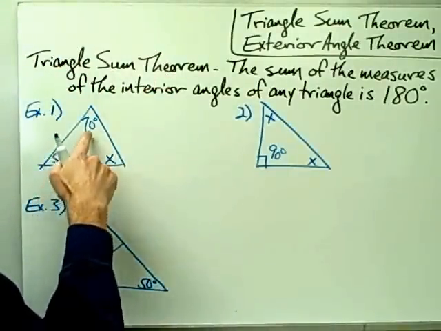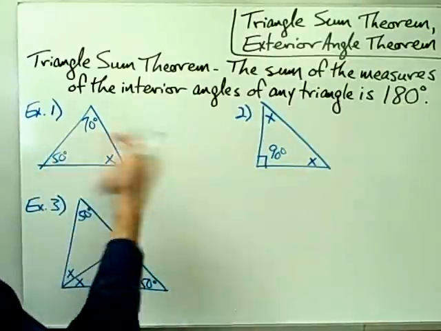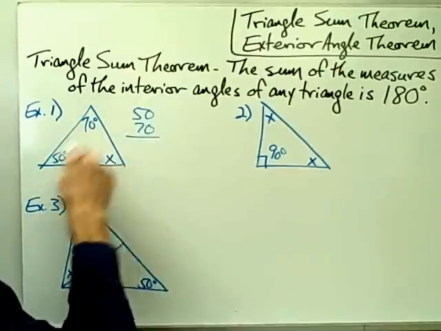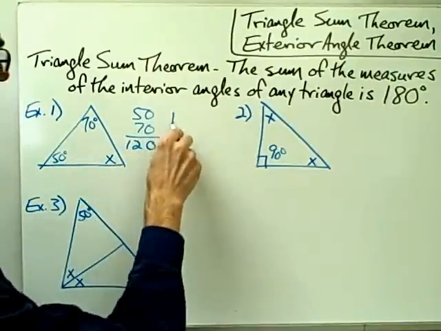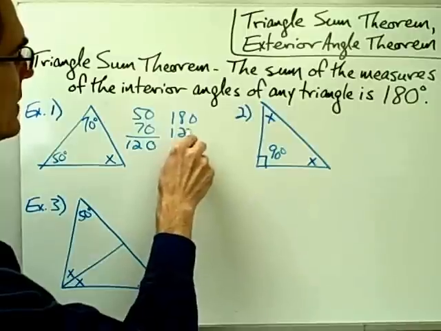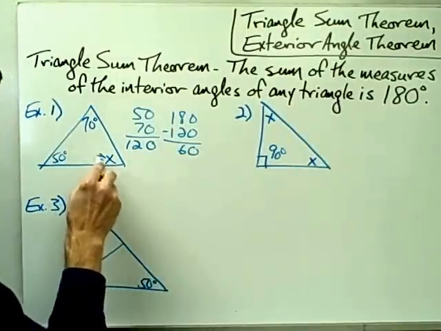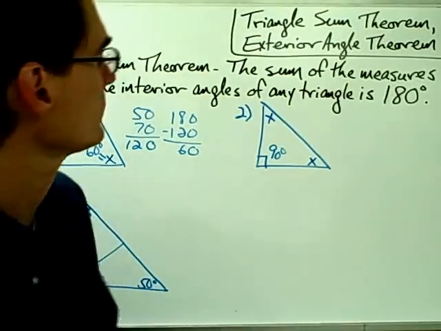Here I have a triangle and I know the measures of two of the interior angles and I want to find the third. A lot of students find that the easiest way to do this is just add together the two interior angles that you have. That gives you 120. You subtract that value from 180 and you get 60. So this third angle here must be 60 degrees.